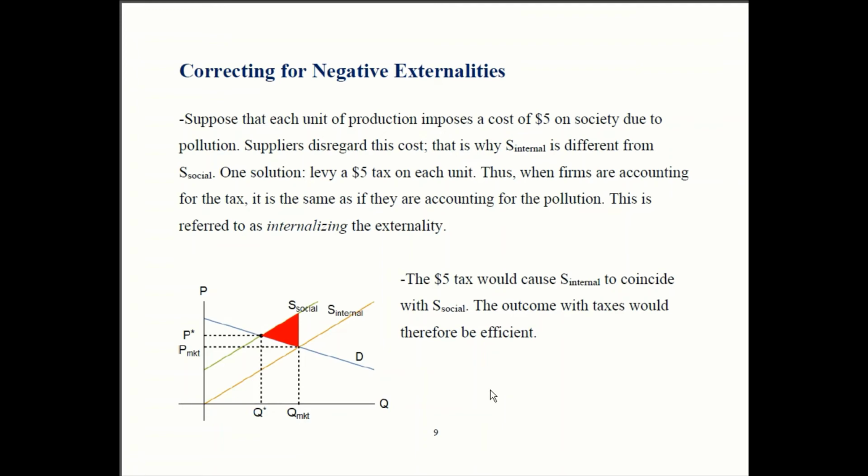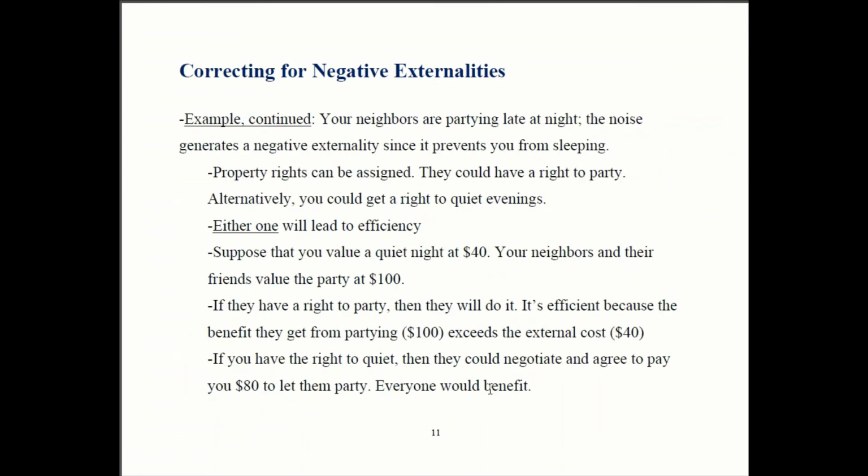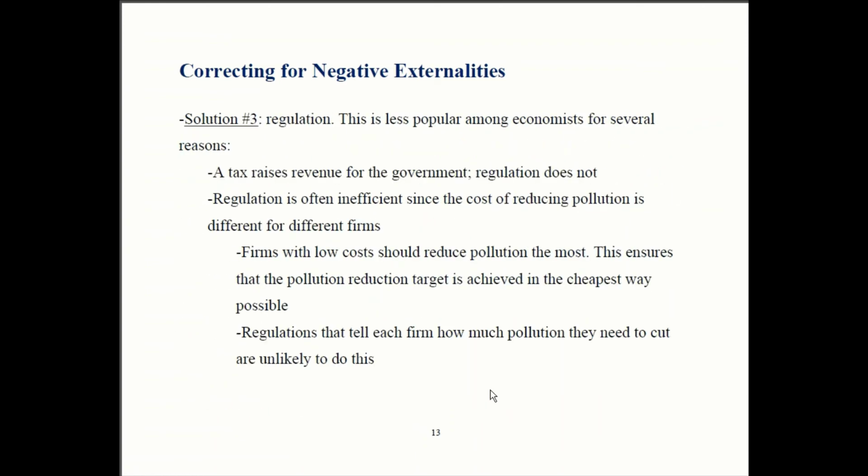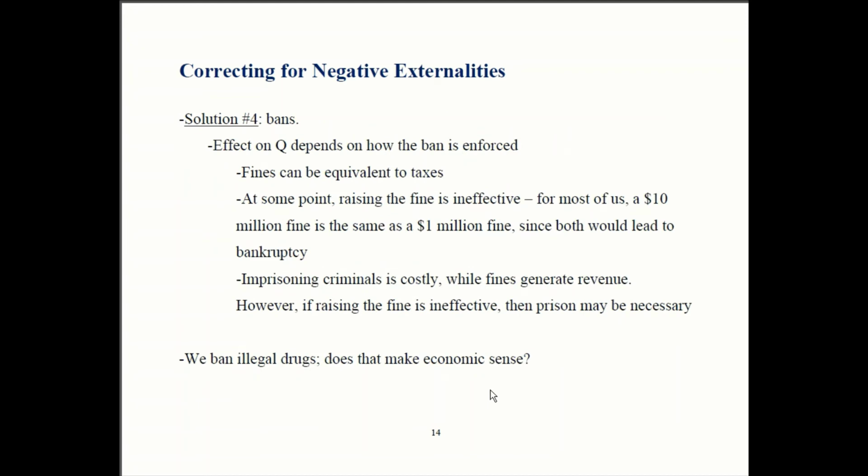But banning a good does not always lead to the good being produced at Q equals zero. Like we ban illegal drugs and they're still part of life, so even though you're trying to get rid of it by a ban, it's not necessarily going to drive quantity down to zero. So how the ban is going to affect quantity depends upon how the ban is enforced. And there are a couple of ways we can try to do that.